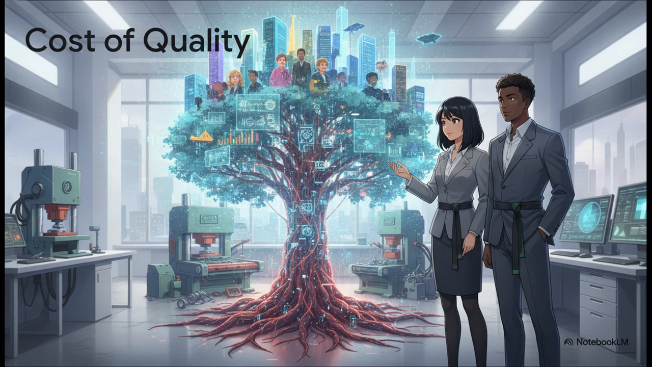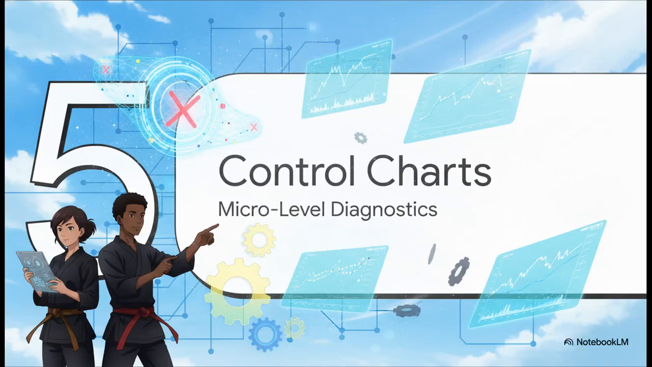You're making investments in internal costs, things like inspection, scrap, and repair. Now, why spend so much internally? Because it stops massive external expenses from popping up later. By catching defects on the factory floor, better quality drastically decreases your long-term maintenance, warranty, and service costs. Section 5. Statistical Control Charts, the micro-level diagnostics.